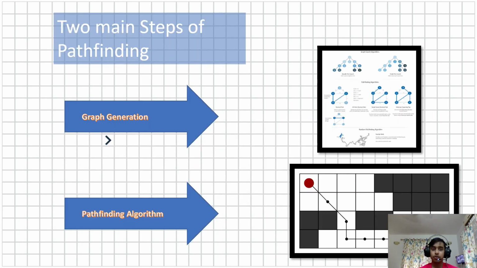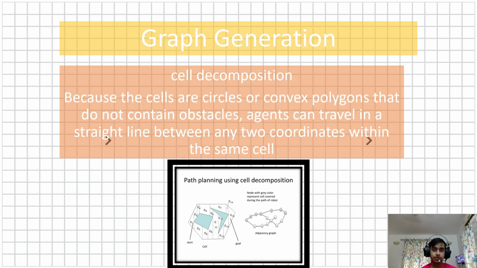So, before going into the main algorithm steps, we have to familiarize ourselves with a few concepts. To start off, there are 2 main steps of pathfinding. The first is called graph generation, the second is called pathfinding algorithm. So, what does graph generation actually mean? See, there are many methods of doing this graph generation, okay? But one of the most common methods is called cell decomposition.